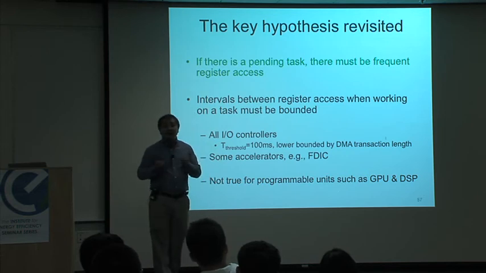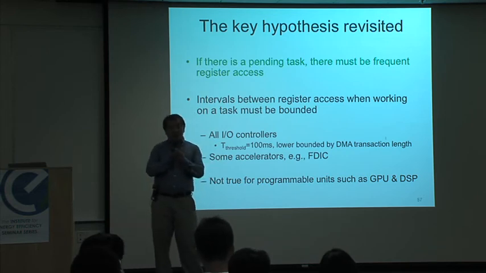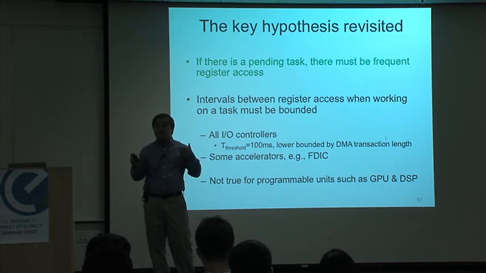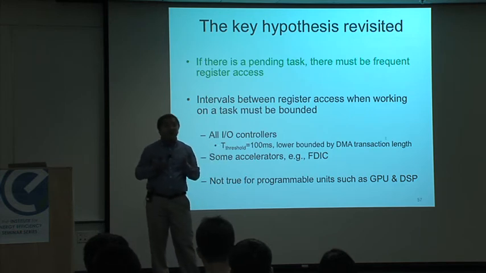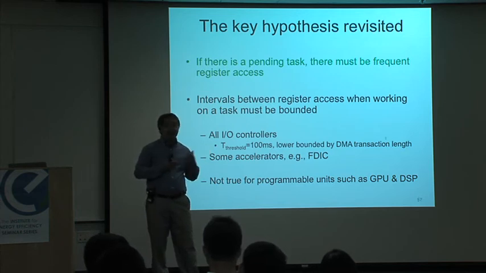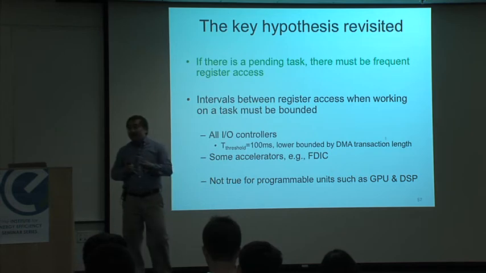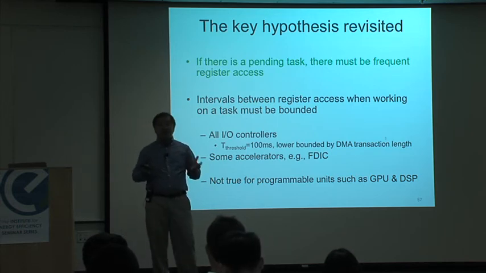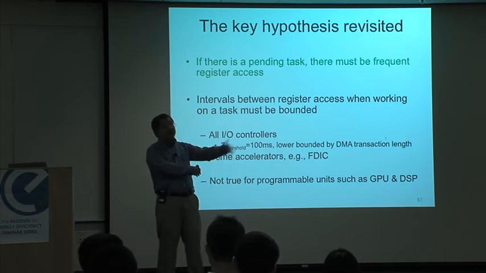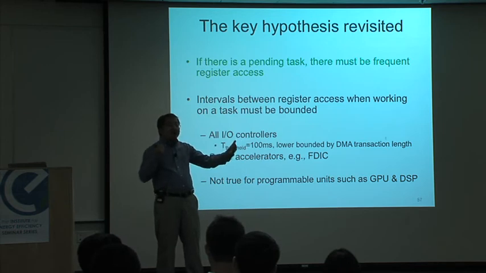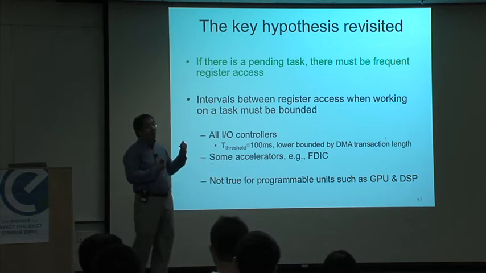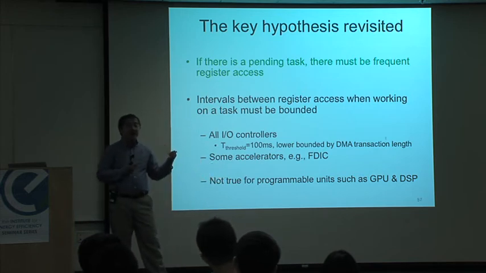So 100 milliseconds is the threshold we use, determined by how long the largest DMA transaction could be. And we found 100 milliseconds, even 50 milliseconds, works for all of the I/O controllers and some of the actuators. The most important thing it doesn't work for is programmable devices like a GPU or DSP, because you can write a very long program, put it on the GPU or DSP to run, arbitrarily long. There's no register access at all, right? But the module is working on something important. You cannot disable it. So this software-only solution will not work for GPU and DSP.